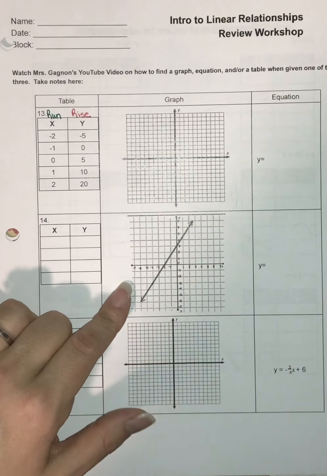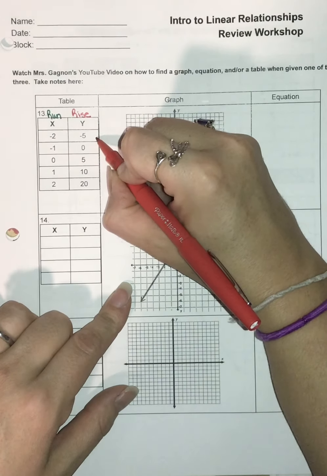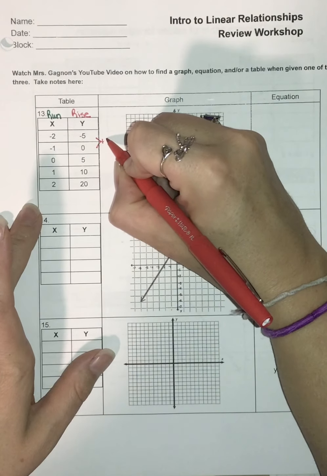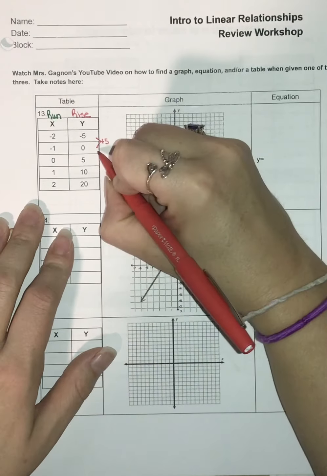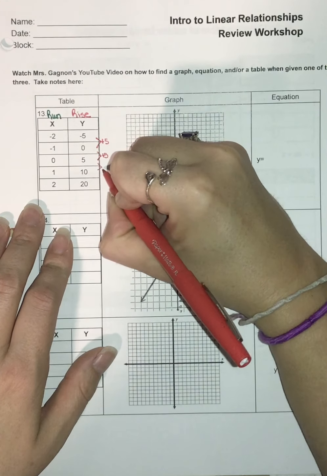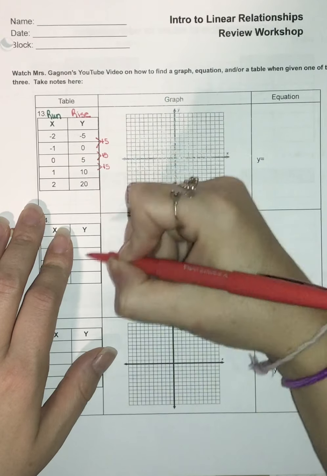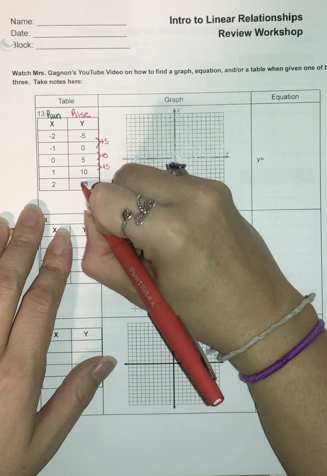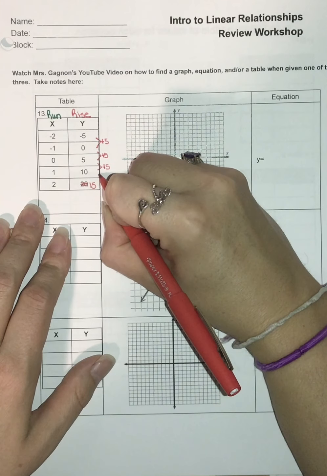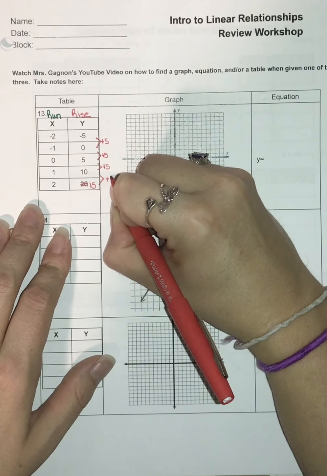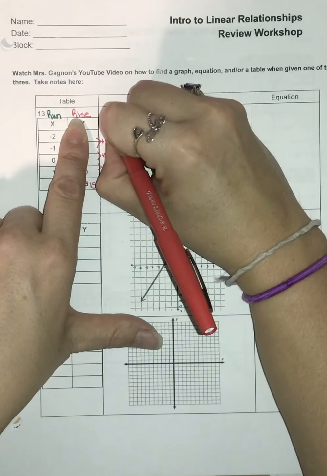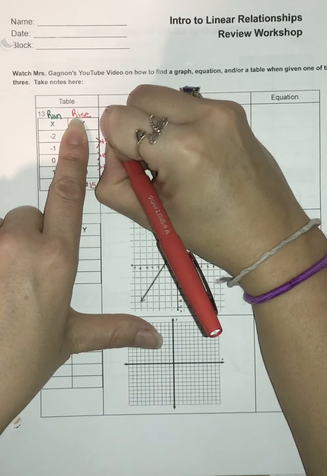So you have to ask yourself, how far do we rise from -5 to 0? Well, we go up 5, so plus 5. 0 to 5 is plus 5. 5 to 10 is plus 5. And 10 to 20 is a mistake. It's actually supposed to be 15 here. That's the mistake I told you about in class. So 10 to 15 is plus 5. So your rise is 5, sorry.